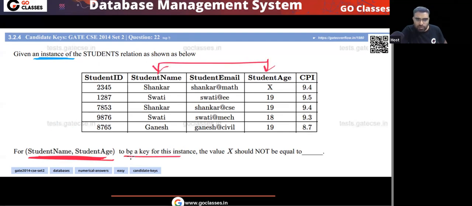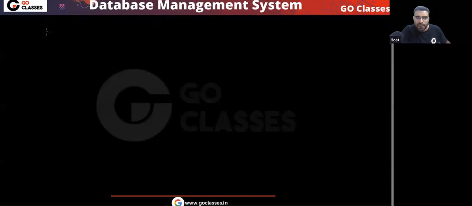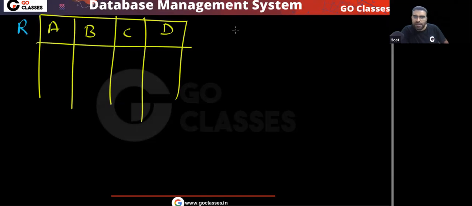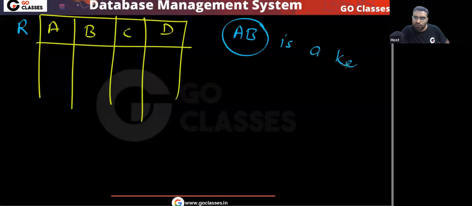For this to be a key, we want this to be a key. Then what should not be the value of X? Remember, we want this to be a key. Tell me one thing. If this is a key in any table, for example, if you have a table with A, B, C, D, and I tell you that AB is a key, then what does that mean? Whatever key, candidate key or super key, whatever key you take.